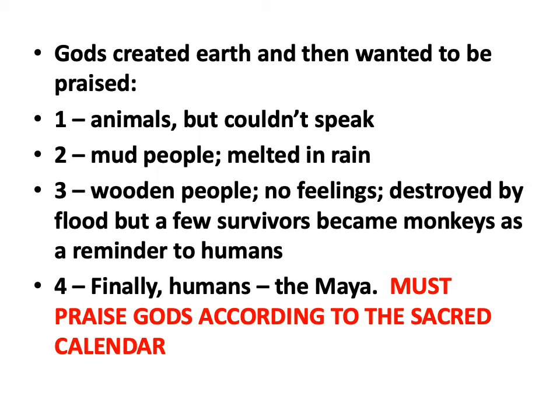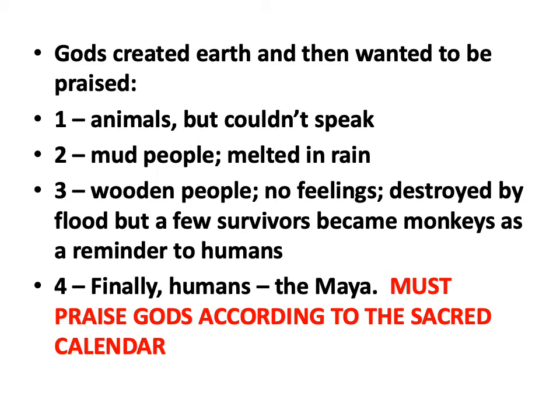And so the gods were upset with the wooden people, created a huge flood, and the gods allowed a few survivors who transformed into monkeys. The gods transformed them into monkeys. And that would be a reminder to humans of what happens to people with no feelings when they're praising God. And finally, in the fourth and final step of this process, the gods created humans with hearts, with minds, who could praise the gods. And these are, according to the Popol Vuh, the Mayans.